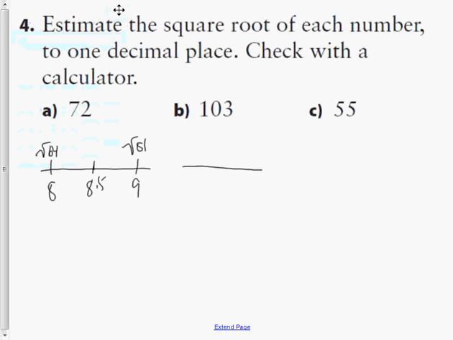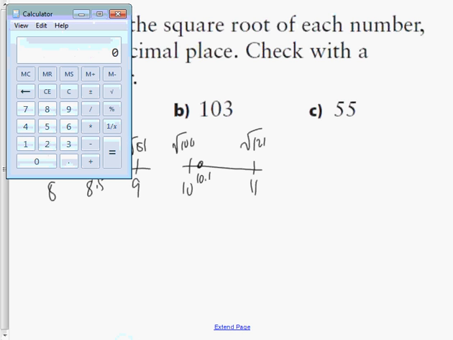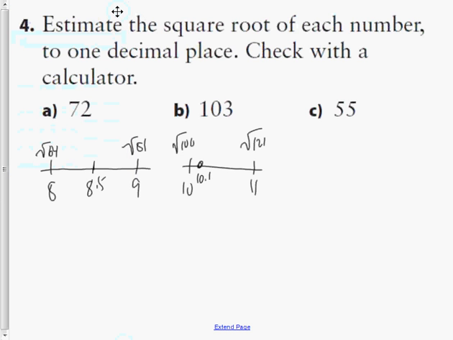For the square root of 103, I'm going to put the square root of 100 here, which is 10. And over here, the next perfect square would be the square root of 121, which is 11. It's pretty darn close to this, so I'm going to guess 10 decimal 1 or maybe 10 decimal 2. I'm not sure. Take the 103 and square root it. It's 10 decimal 14, which is 10 decimal 1.